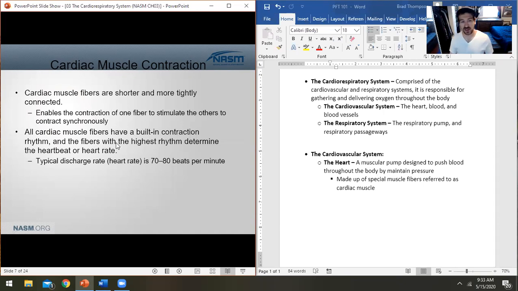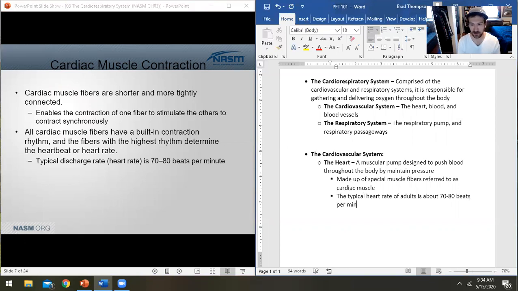So your cardiac muscles have a built-in rhythm. That built-in rhythm is going to be about 70 to 80 beats per minute. So the typical heart rate of adults is about 70 to 80 beats per minute, okay? So you're typically going to go about 70 to 80 beats per minute.